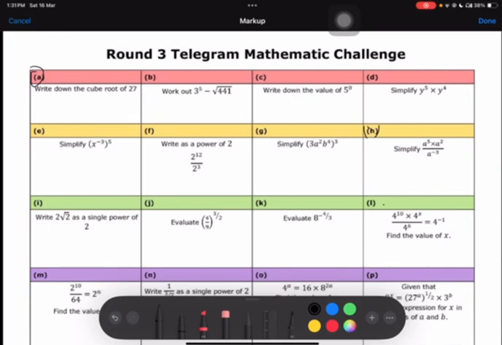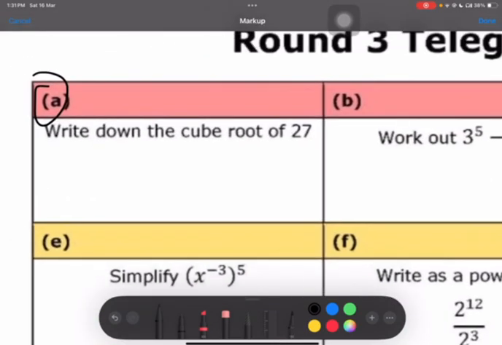Alright, so for question A, write down the cube root of 27. This is how a cube root of 27 looks like, and the answer is going to be 3, because 3 times 3 times 3 equals 27.